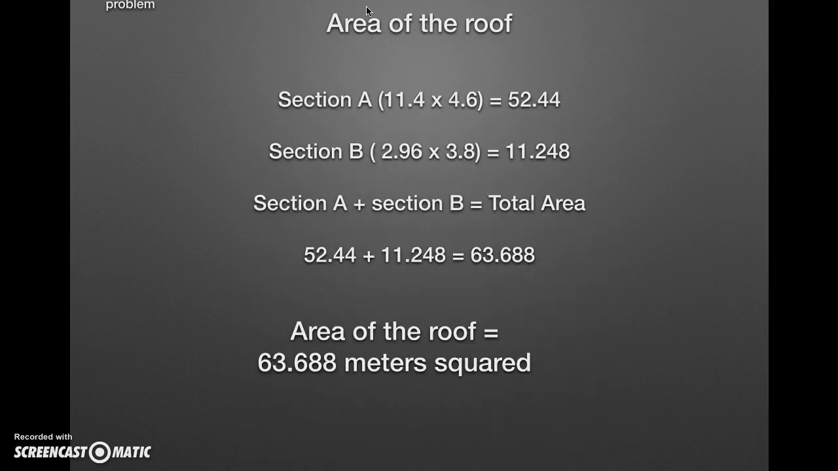To calculate the area of the space, you times the length by the width. For Section A, it is 11.4 metres times 4.6 metres, which equals 52.44 metres squared. Section B, it is 2.96 metres times 3.8, which equals 11.248 metres squared. After calculating each section, we'll add them both together to get the total area, which is 63.688 metres squared.